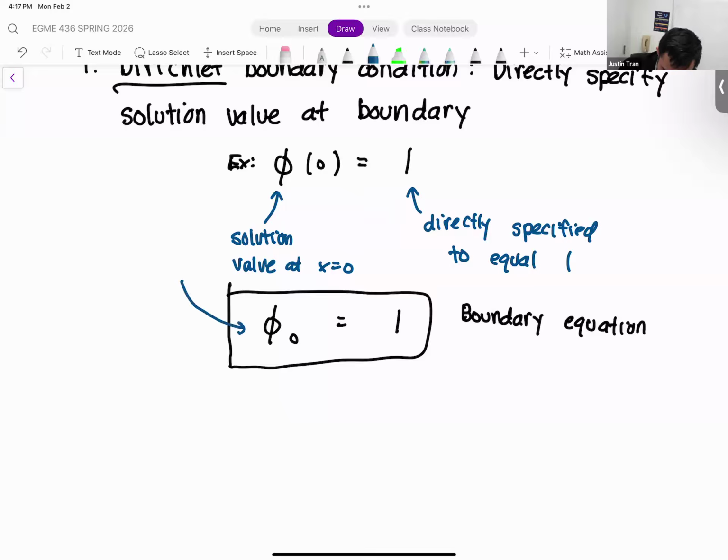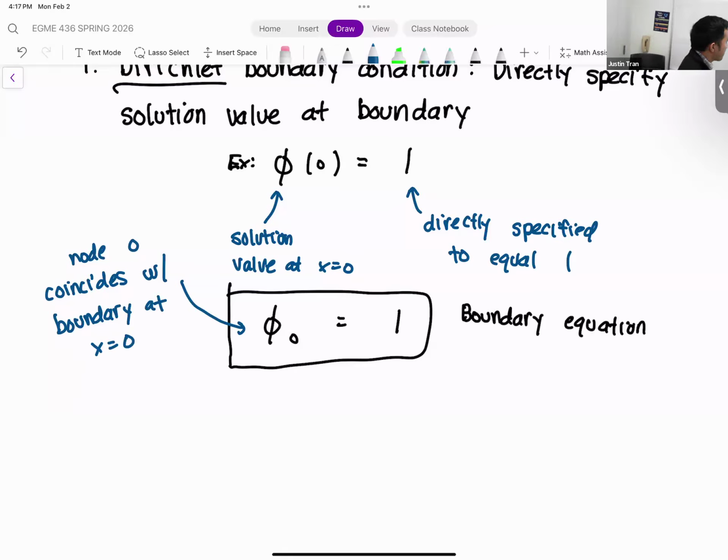The reason we're doing that is that phi 0, or node 0, coincides with the boundary at x equal to 0. So Dirichlet boundary conditions are usually fairly straightforward, in the sense that we can form their equations pretty easily.